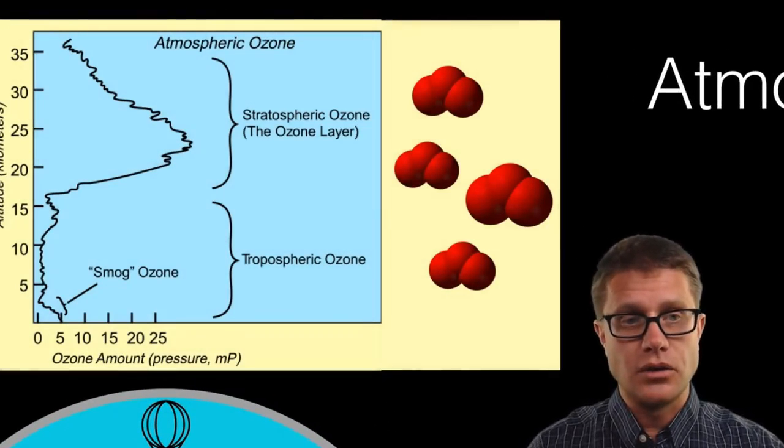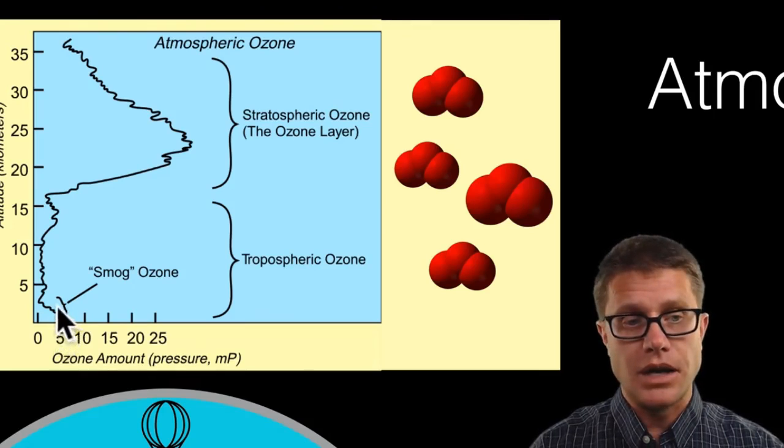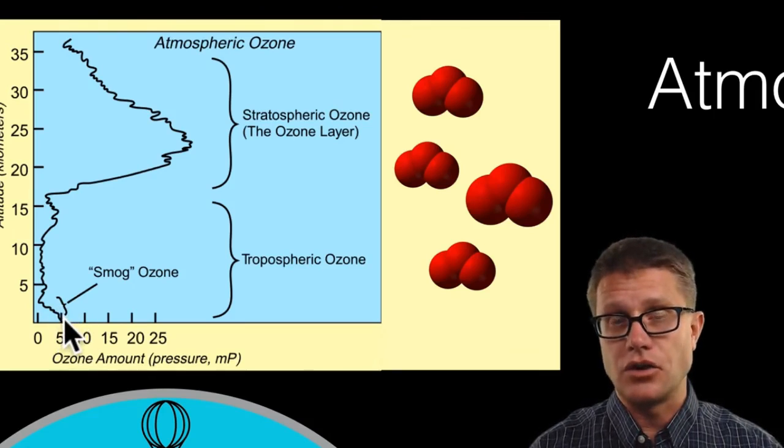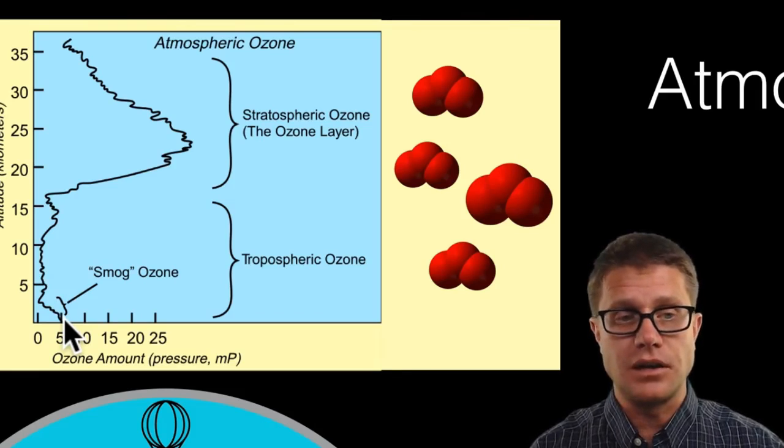If we look at ozone right here, so this is going to be ozone right at the surface of the planet. We're going to have some bad ozone. We call that tropospheric or smog ozone that can be damaging to us. We'll talk about that later.